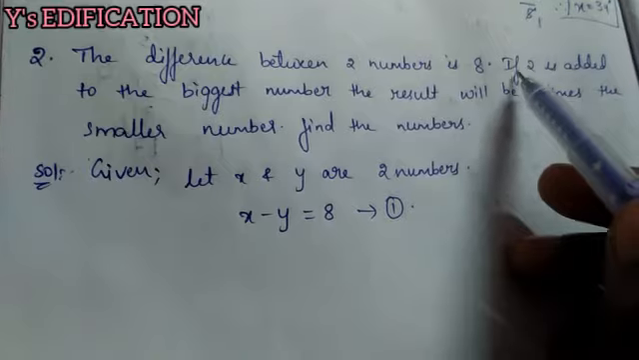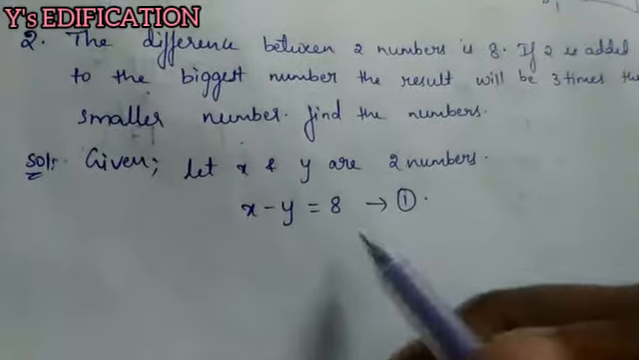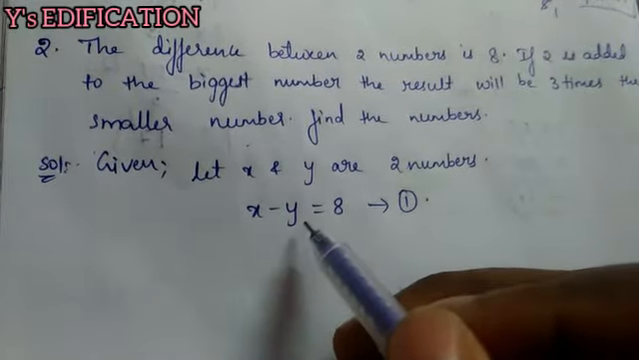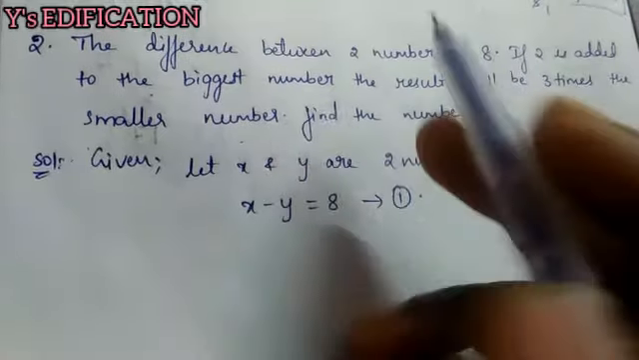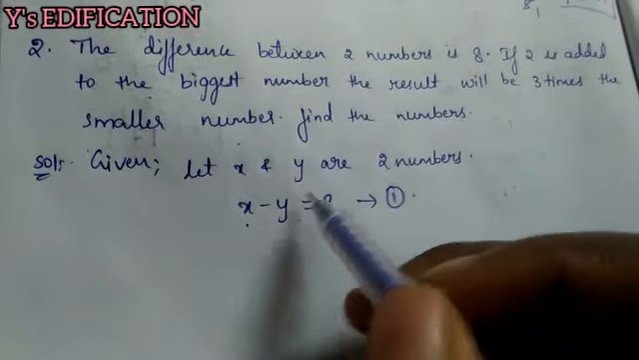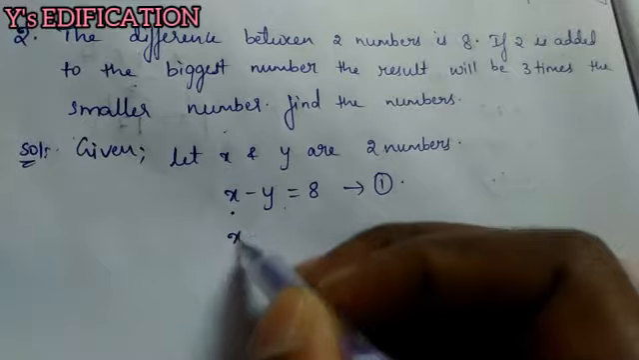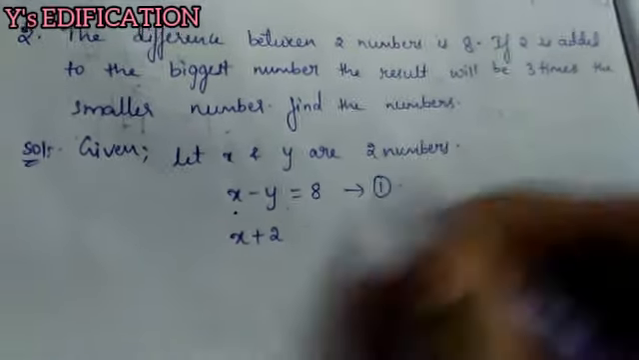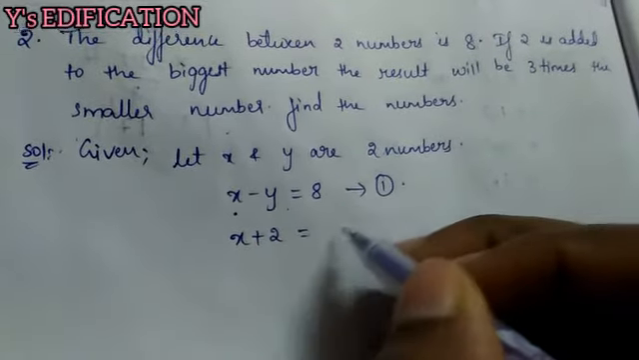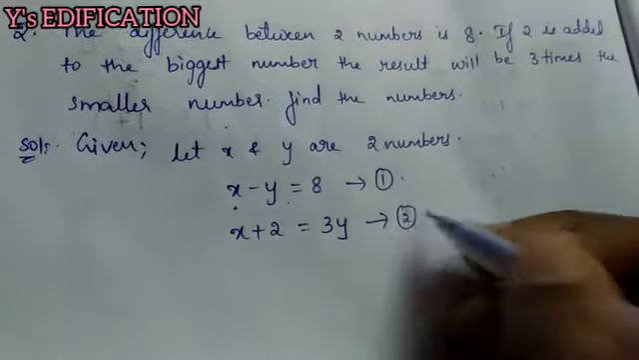Next, if 2 is added to the biggest number, the result will be 3 times the smallest number. Every time in subtraction, we write the biggest number first and the smallest number second. So in x and y, x is the biggest number and y is the smallest number. If 2 is added to the biggest number, x plus 2, then the result will be 3 times the smaller number. What is the small number here? y. 3 times the smaller number means 3y. This will be equation number 2.